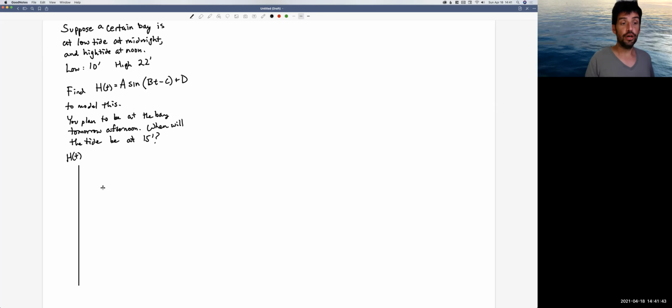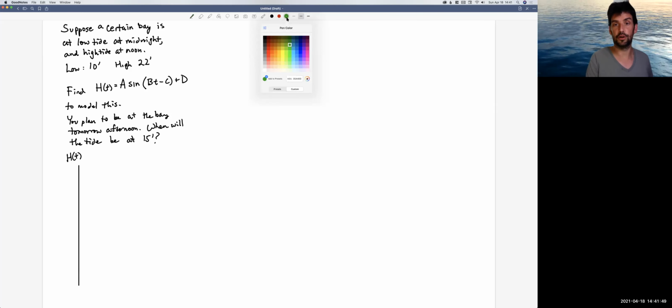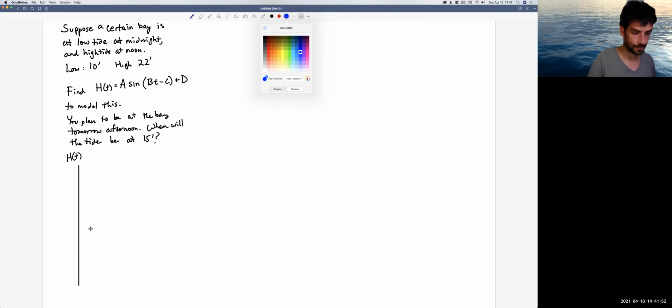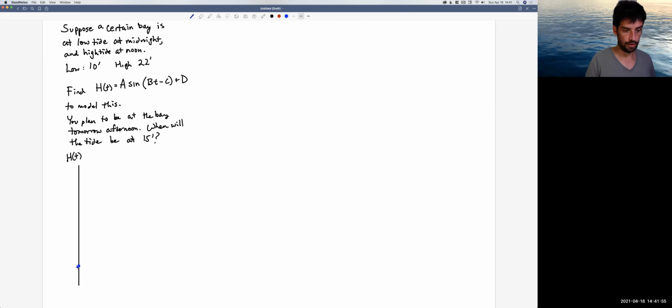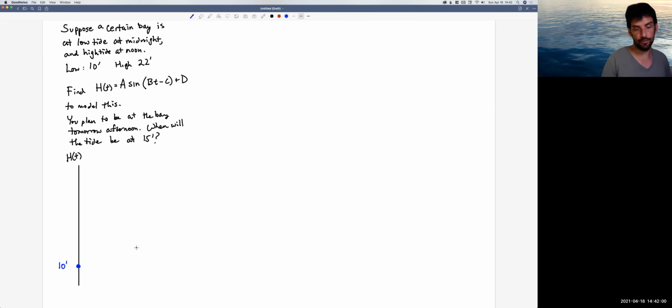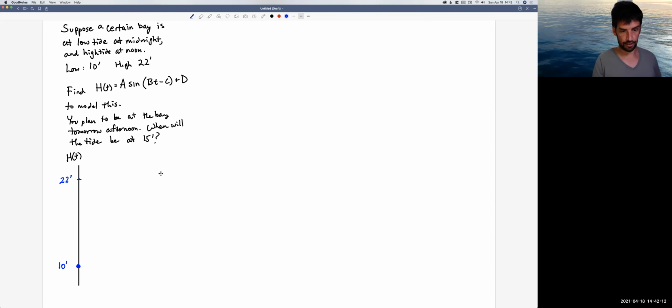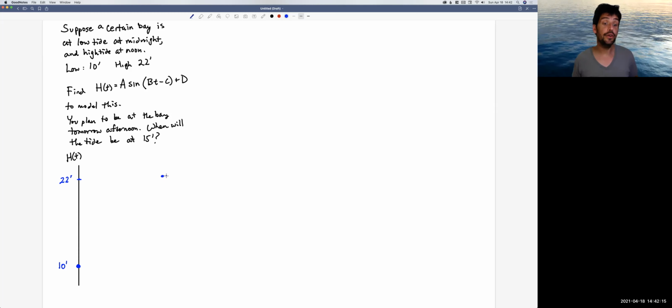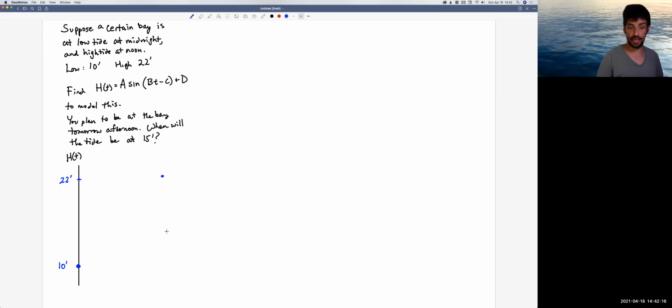So at hour 0, at midnight, we know that this tide, let's do it in blue since it's water, is at 10 feet. And by the time we get out to noon, which would be 12 hours later, we should be up to 22. So I'm going to mark off 22. I'll say that noon is out here. And then we can assume that by the time we get back to midnight, we'll be back down to 10. So we should go the same distance.